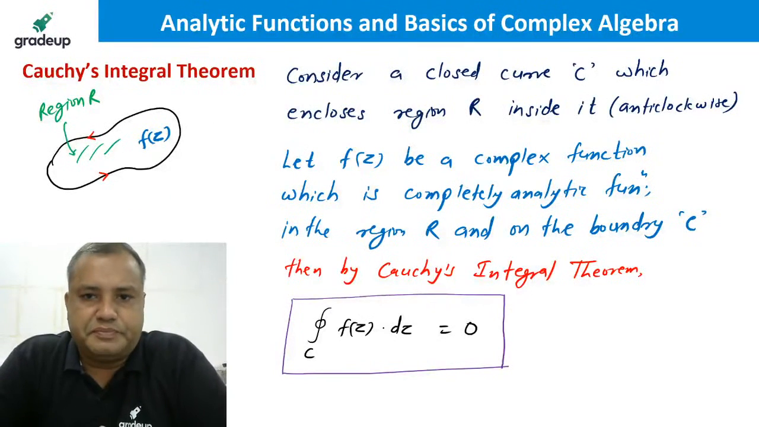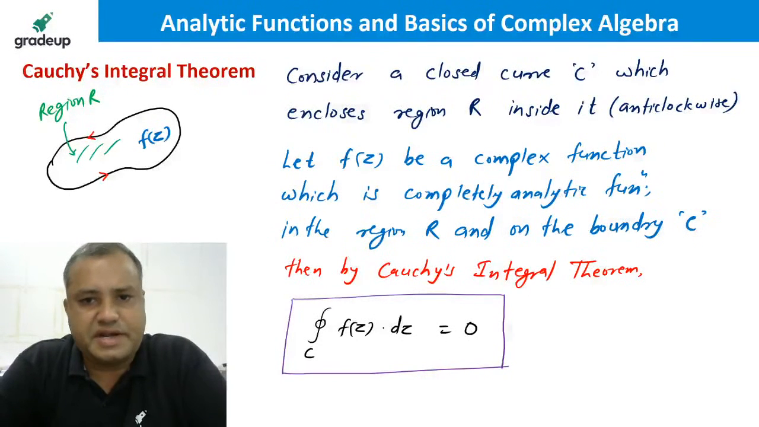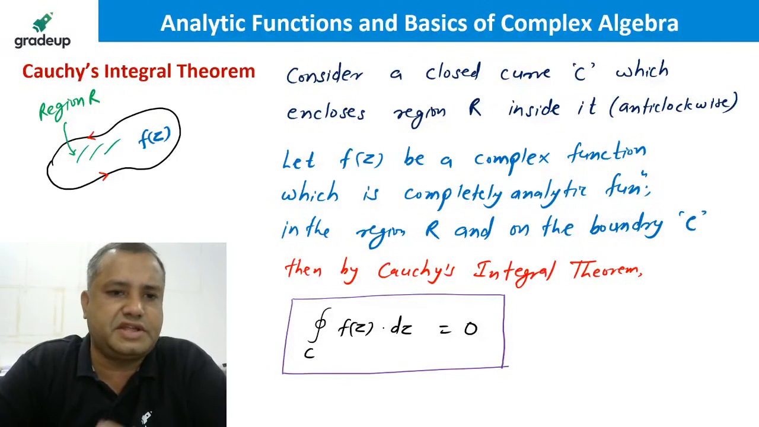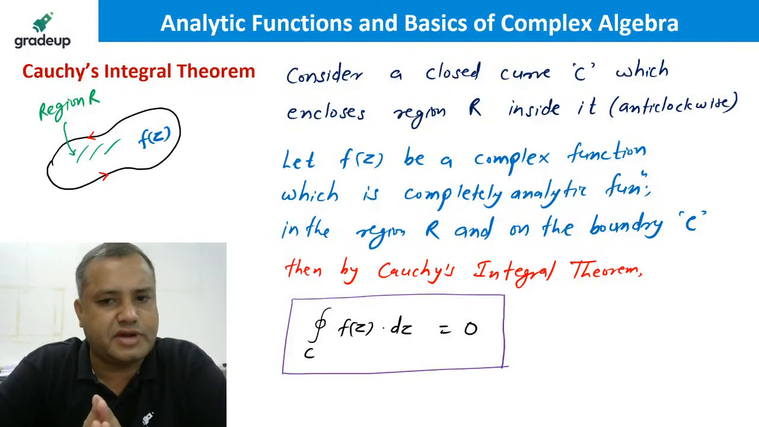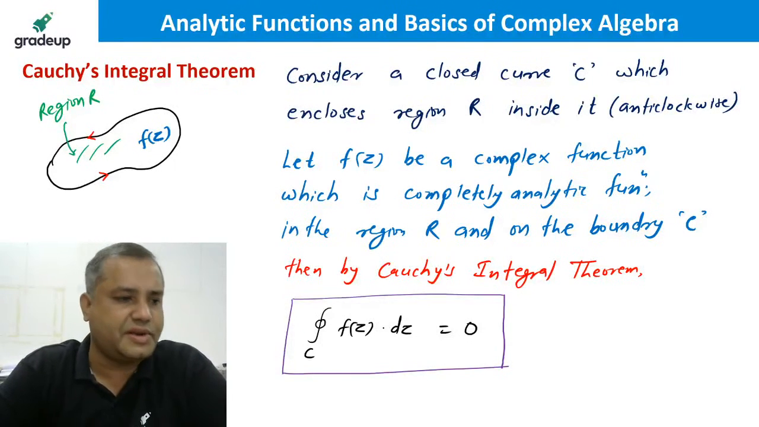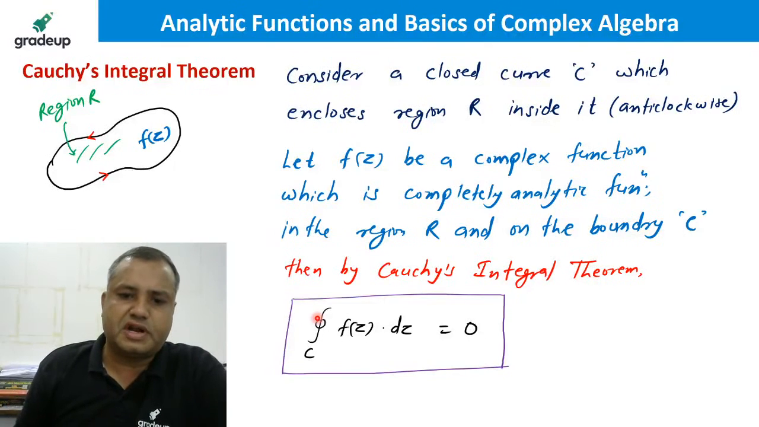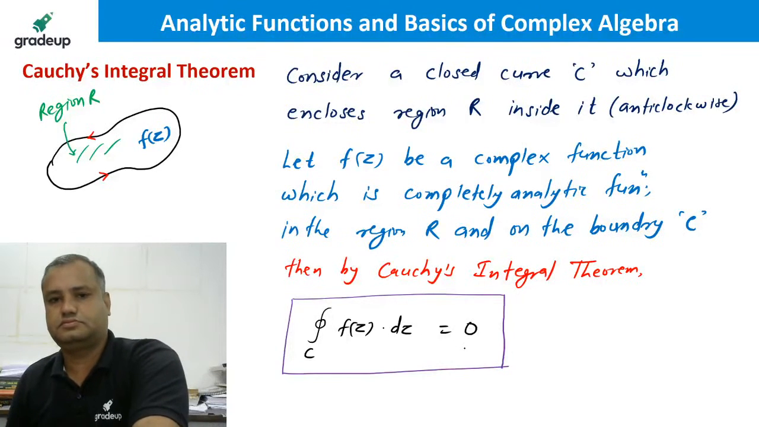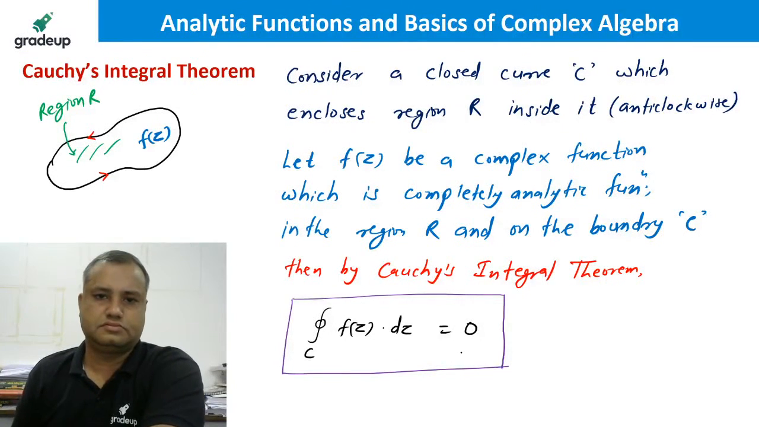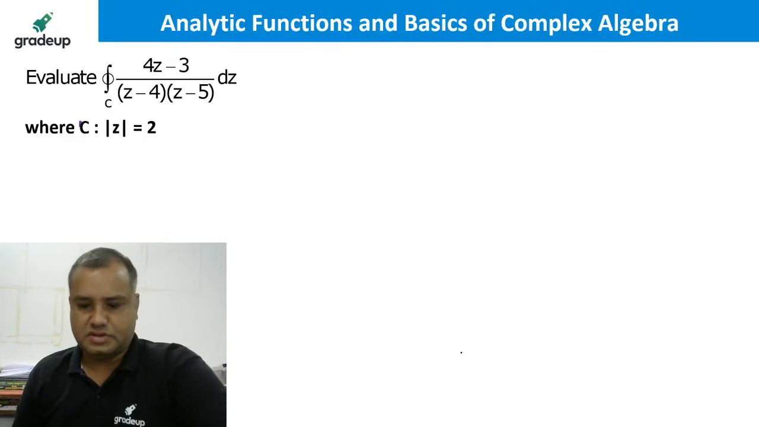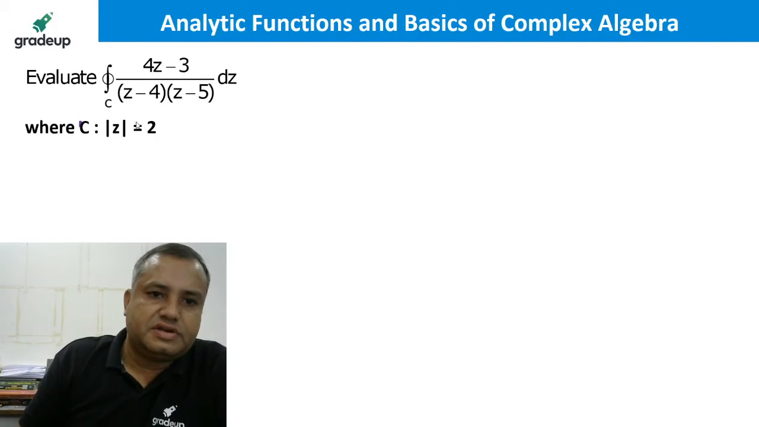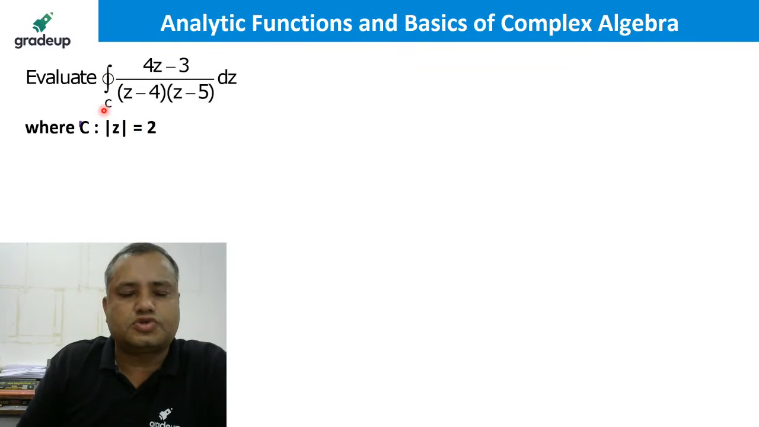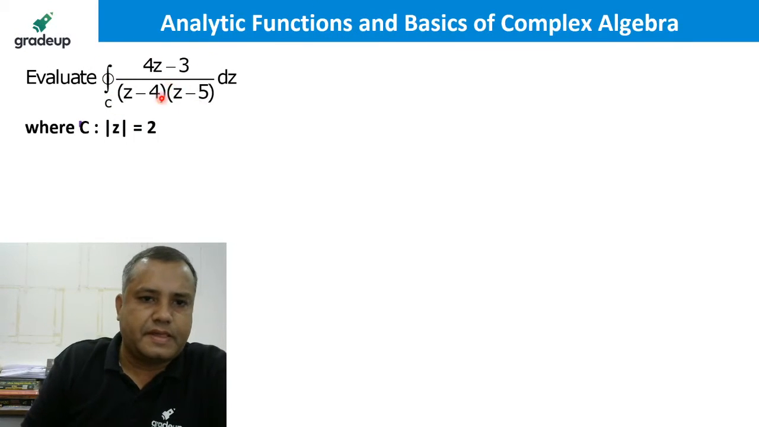Consider a closed curve C which encloses region R inside it. Let f of z be a complex function which is completely analytic in the region R. Completely analytic means not having any singular points. Completely analytic in the region R and on the boundary. Then by Cauchy's integral theorem, the closed loop integral of f of z will be 0. Now see, evaluate this closed loop integral. A function of z is given.